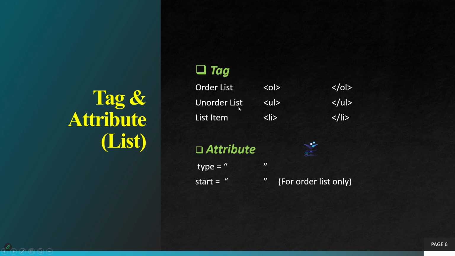And again you have to write some attributes if you want to change the type or the style of the list, then you have to write this type attribute. And if you want to start any ordered list with any number, then you have to write this start attribute. Okay, so this start attribute is only applicable for ordered list. Now we must practice this part later in the class, so we just know the tag and attribute here.